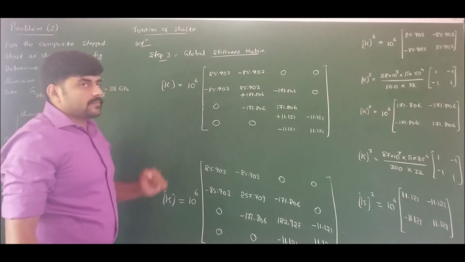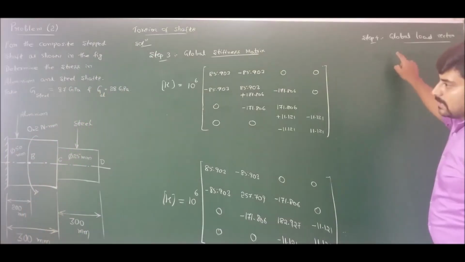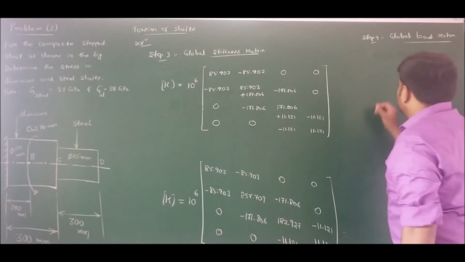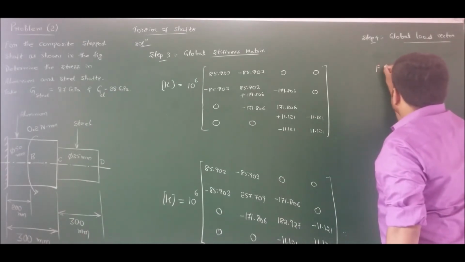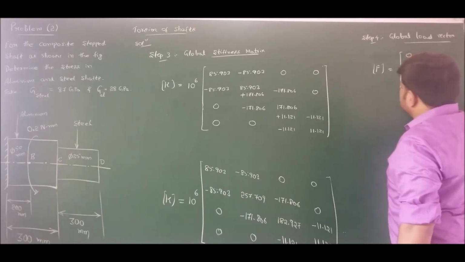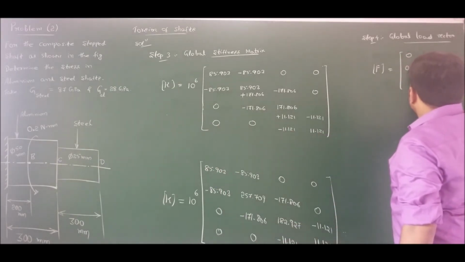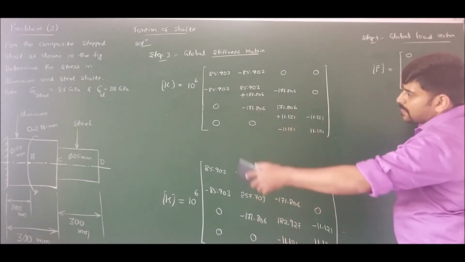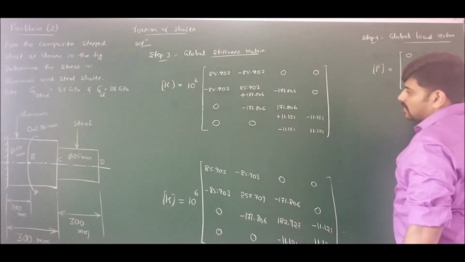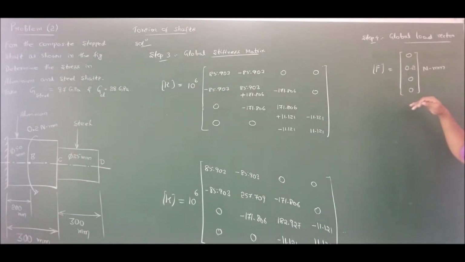Moving on to our step 4, that is global load vector. If you clearly observe, at node 1 we don't have any torque, so therefore global load vector F is equal to 0 at node 1. At node 2 we have a torque of 0.2 newton millimeters. At node 3 we don't have any torque. At node 4 also we don't have any torque. This completes the global load vector for the given problem.